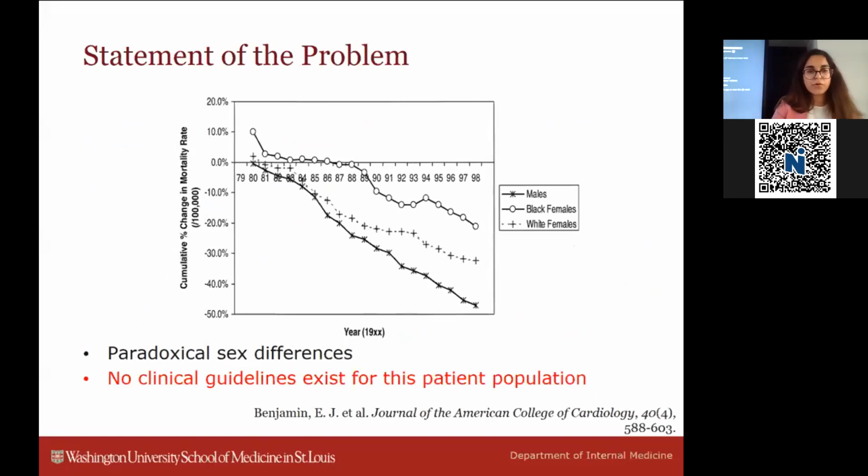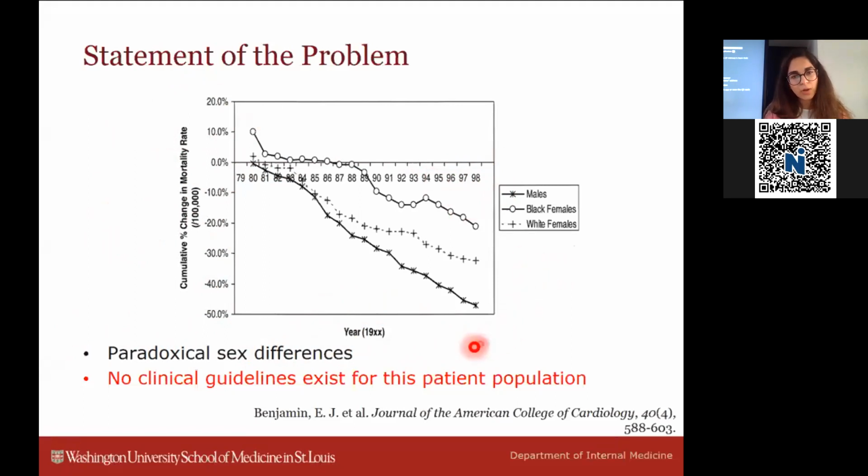Let's look at this graph here. This is a graph that shows how mortality has changed between 1980 and 1998. On the x-axis, we see the cumulative percent change in mortality rate. As it goes down, this is good. On the y-axis, we see a function of time, or the year, and it starts from 1980 and goes all the way to 1998.